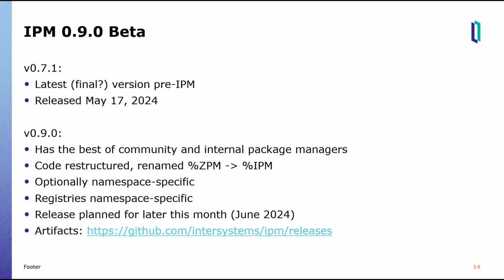It's optionally namespace specific, which is helpful for use cases like on my team, where we have applications that are something of a multi-tenant with each namespace having a separate thing. They don't all need to be running the same version of IPM. And we're planning to release this later this month. If you want to get a preview, our releases section in GitHub has beta artifacts that are published as pull requests are merged, and we're getting pretty close, I think.